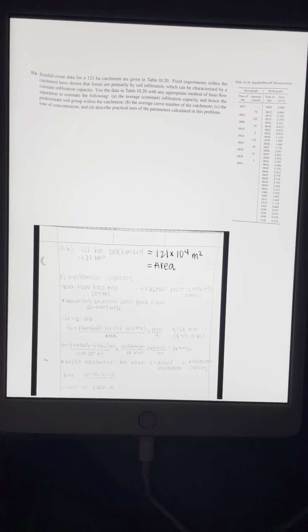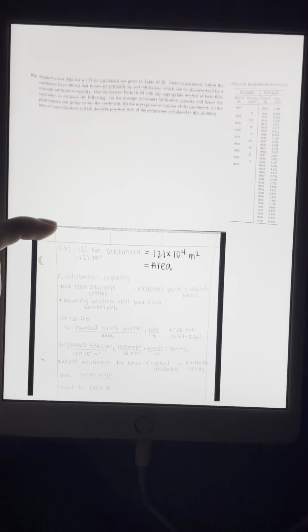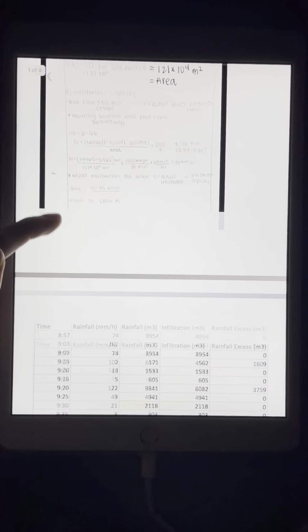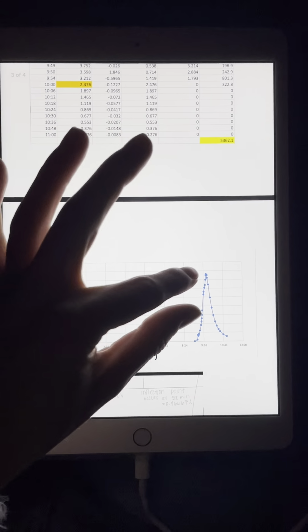For the video presentation, I chose problem 10.6 from the textbook, and this is the problem statement pasted, and this is the table 10.20, which has the time of day and the intensity and the flow. So part A asks for the average infiltration capacity, and to determine that you need peak flow and inflection point, which you can see on this graph.